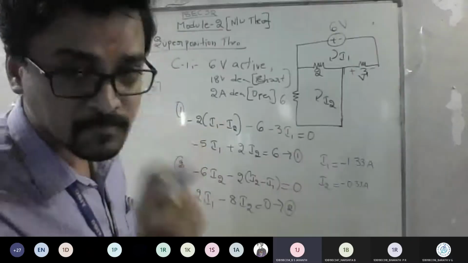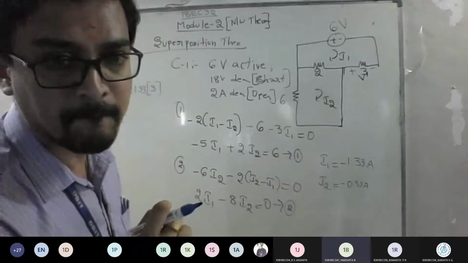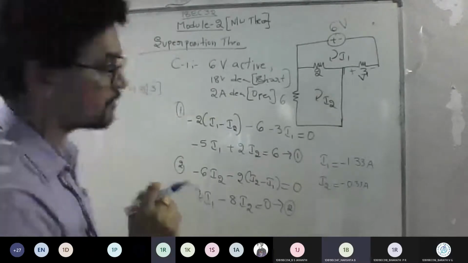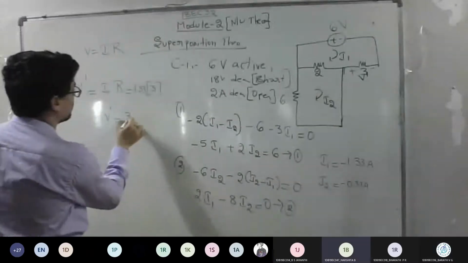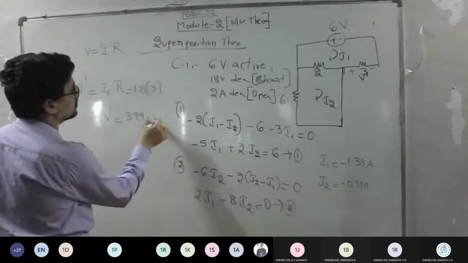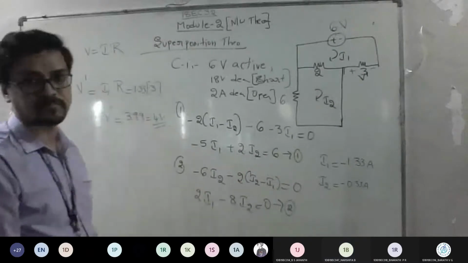3.99 volt. Repeat how much you told? 3.99, sir. Okay, so 3.99, approximately 4 volt. Correct?